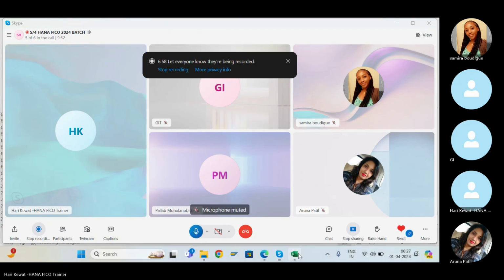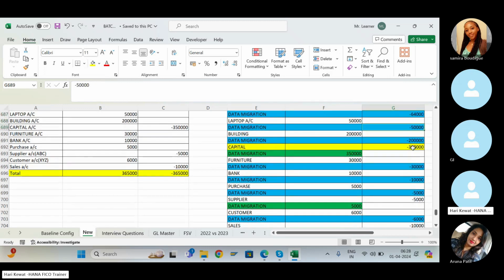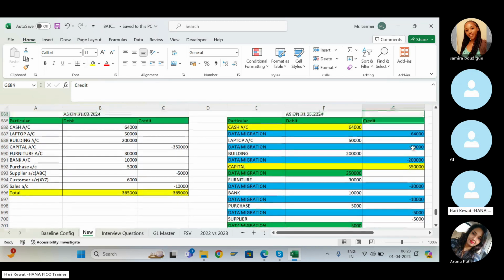Okay, so here, sorry, I got a disturbance. So here 6,000 plus 5,000 become 11,000, 10,000 become 21,000, and 30 become 51,000, and 2 lakh. How much? 2 lakh 51,000. And likewise, please add. So I'm adding this plus this plus this plus this plus this plus this.